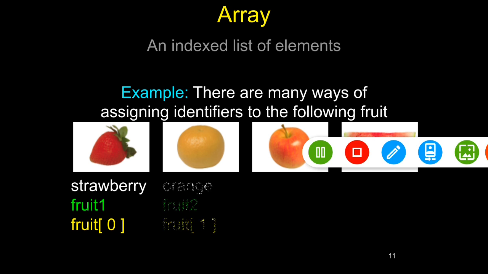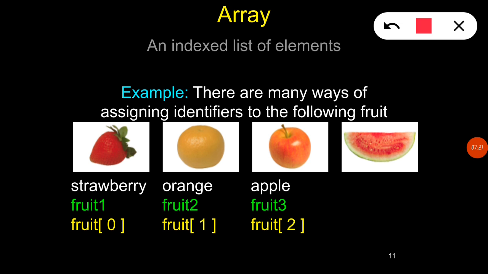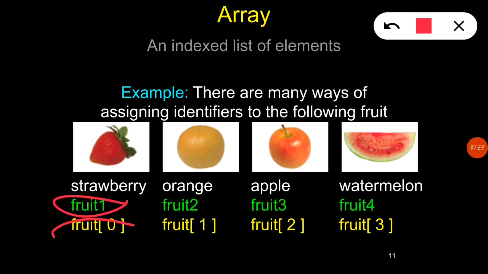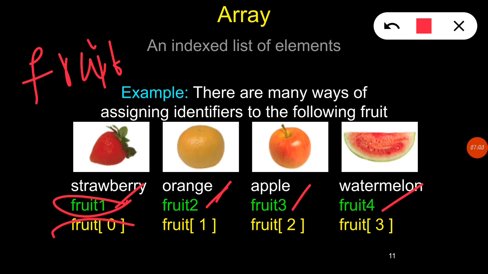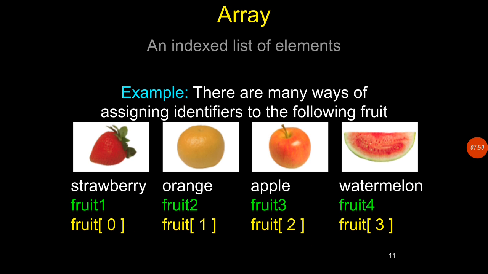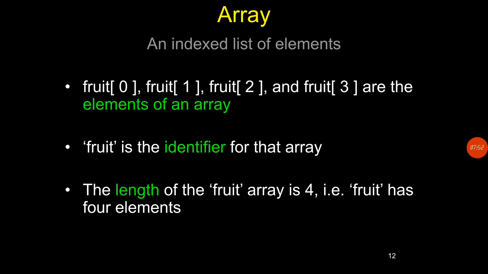Okay, and see, this is a strawberry fruit, this is fruit 1, and we would have to make it separate variables: fruit 1 for strawberry, fruit 2 for orange, fruit 3 for apple, and fruit 4 for watermelon. Instead of this, if you make a single variable fruit and make it an array variable, in that case fruit 0 stores strawberry, fruit 1 stores orange, fruit 2 stores apple, and fruit 3 stores watermelon. So this is the advantage of using arrays.